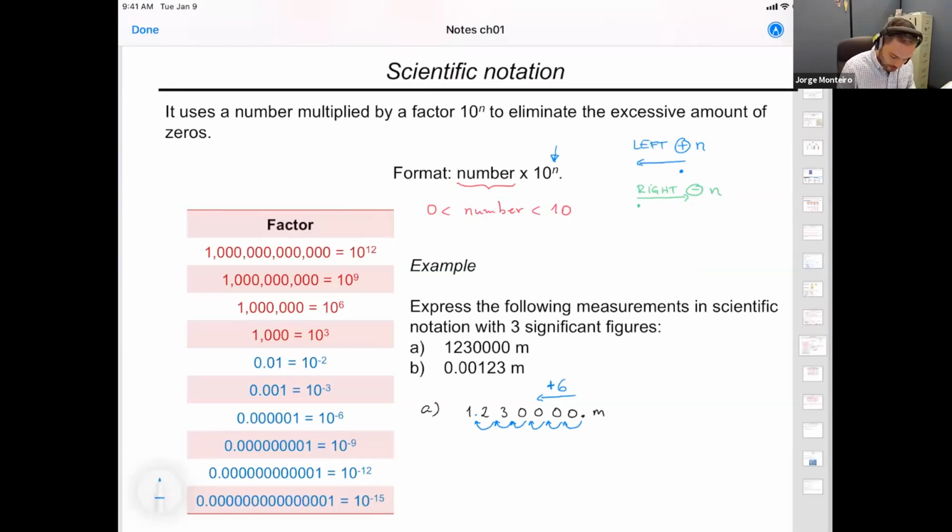All right. So therefore, we are going to end up with 1.23 times 10 to the sixth power. And don't forget the unit here, meters, okay? So three sig figs. The power is the number of decimal places you had to move. Moving to the left, that means a positive power.